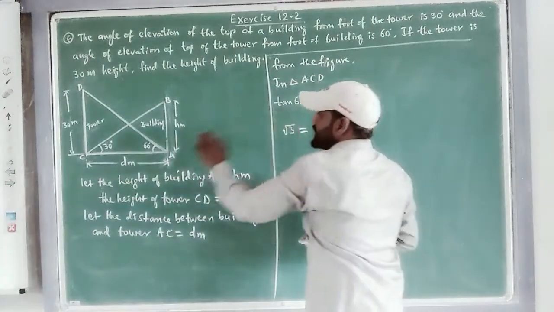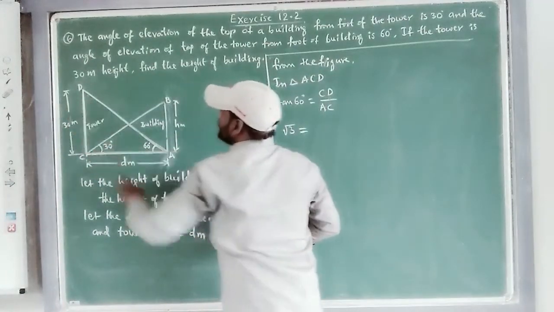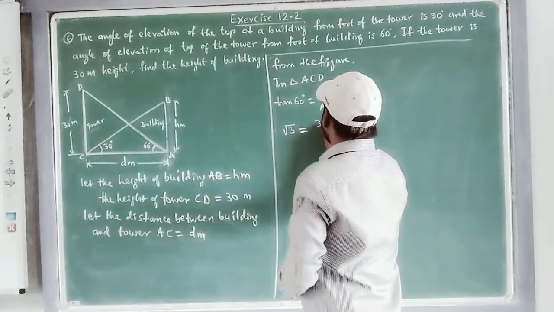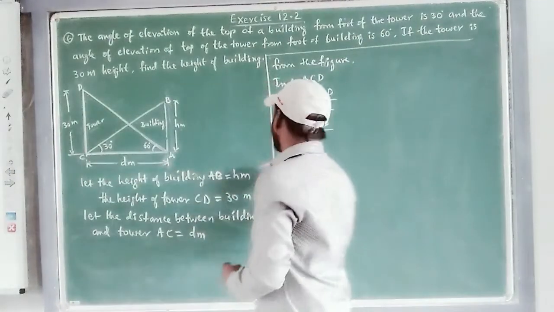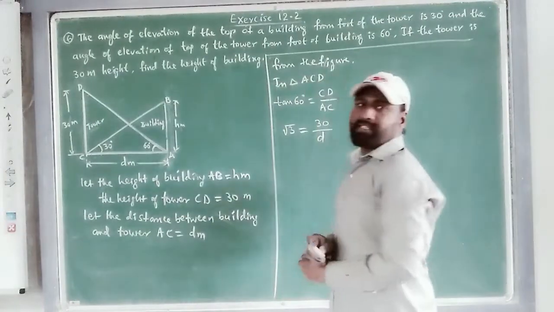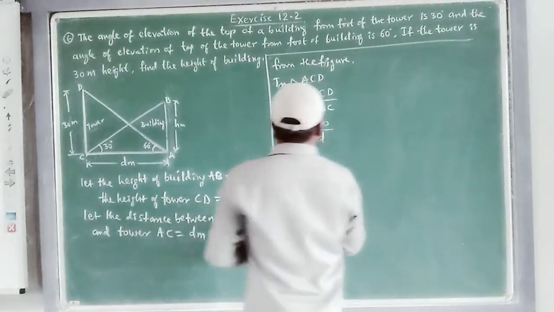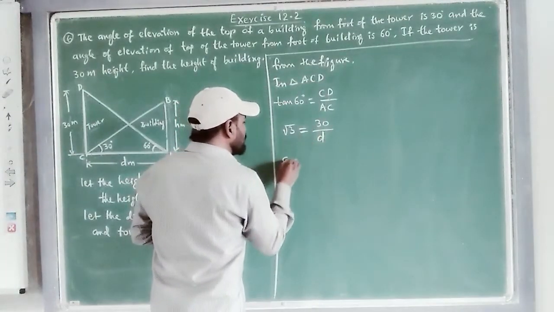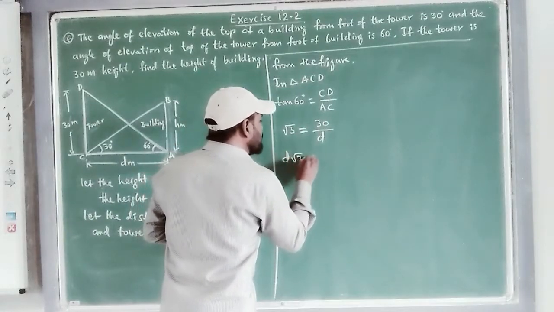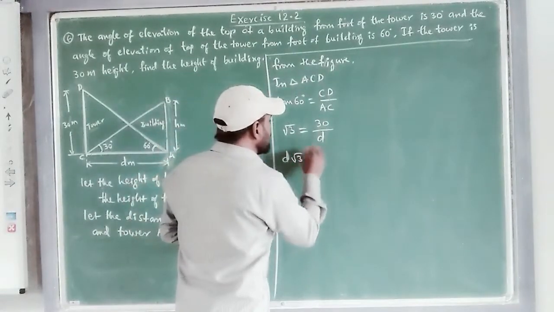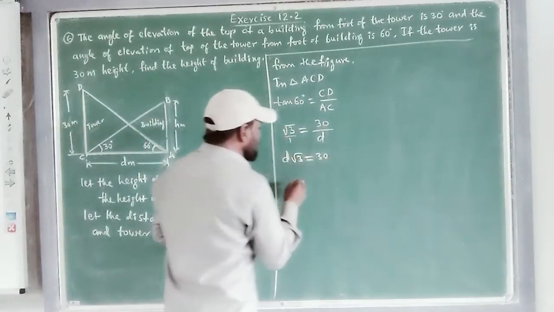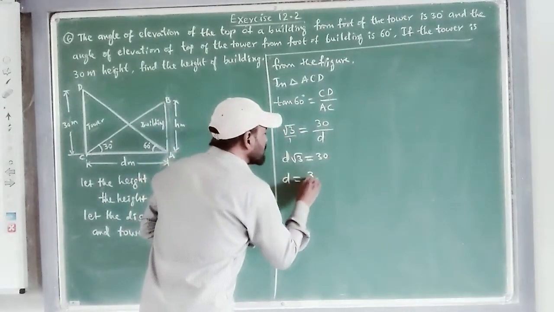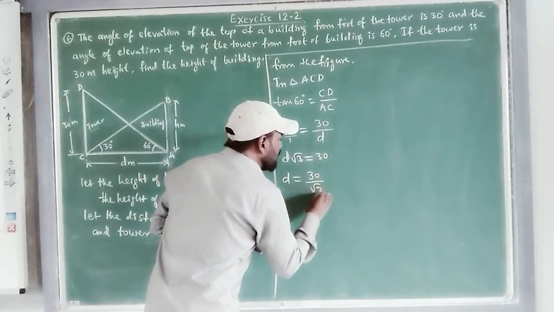Now CD, the height of the tower, is actually given in the question as 30 meters. AC, the distance between the building and the tower, which we do not know, we take as D meters. By cross multiplication, D into root 3 is equal to 1 into 30, that is 30. Now D is equal to 30 divided by root 3.